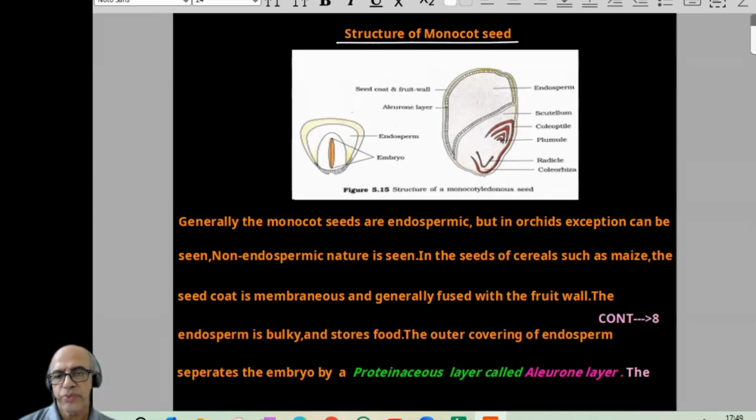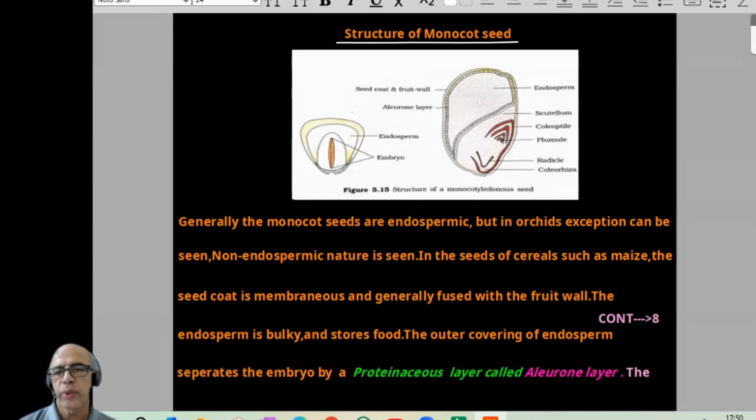While in seeds of cereals such as maize, the seed coat is membranous and generally fused with the fruit wall. The endosperm is bulky and stores food. The outer covering of the endosperm separates the embryo by a proteinaceous layer called the aleurone layer.